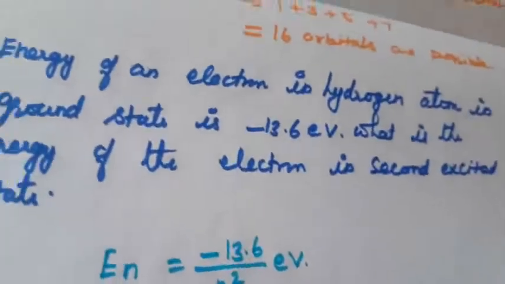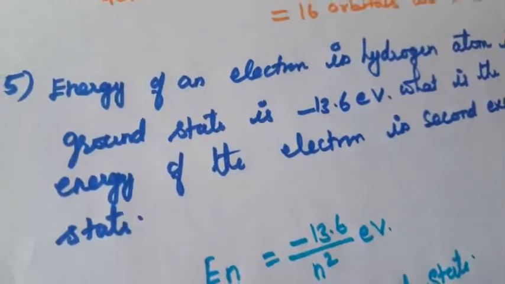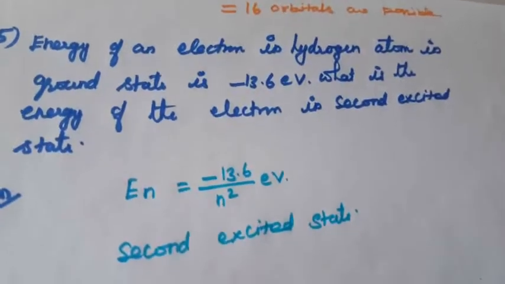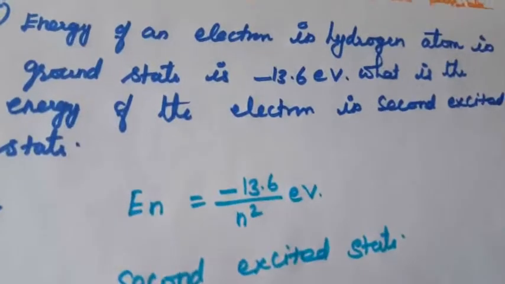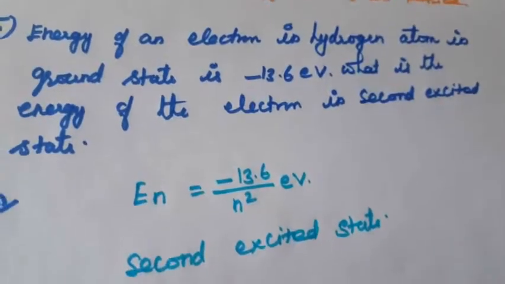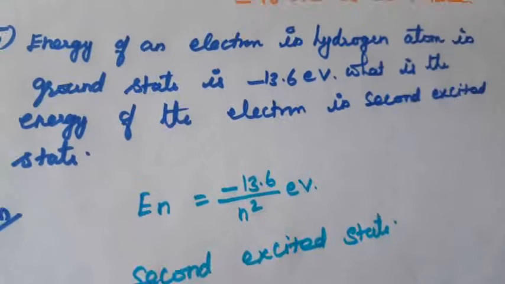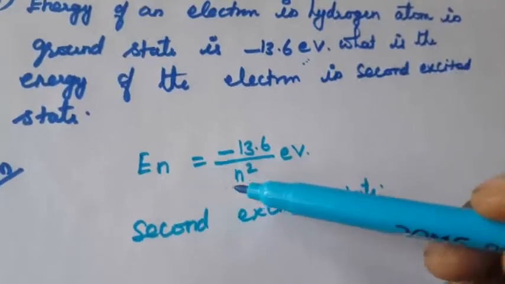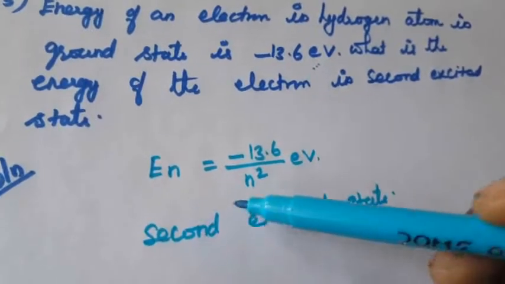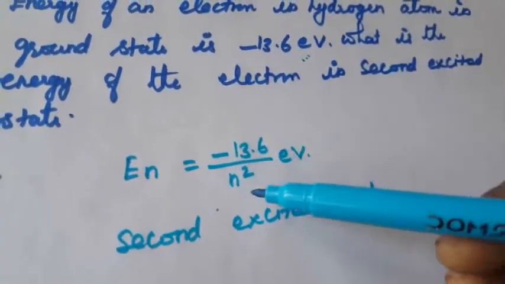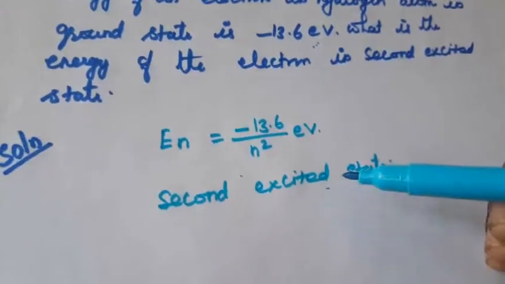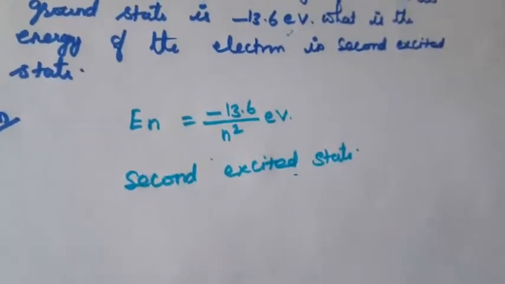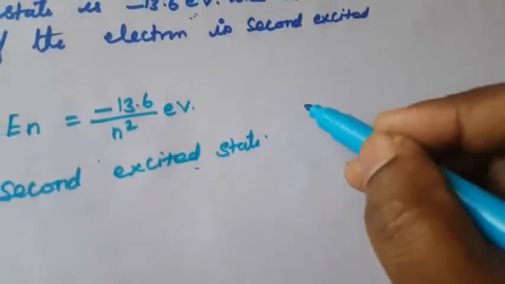Okay, next question. Evaluate yourself, fifth one. The energy of the electron in a hydrogen atom in the ground state is minus 13.6 electron volt. What is the energy of the electron in the second excited state? The ground state energy is given. What is the formula? Energy of an electron is minus 13.6 by n square electron volt. So they are asking what is that value for the second excited state. How to calculate the second excited state?